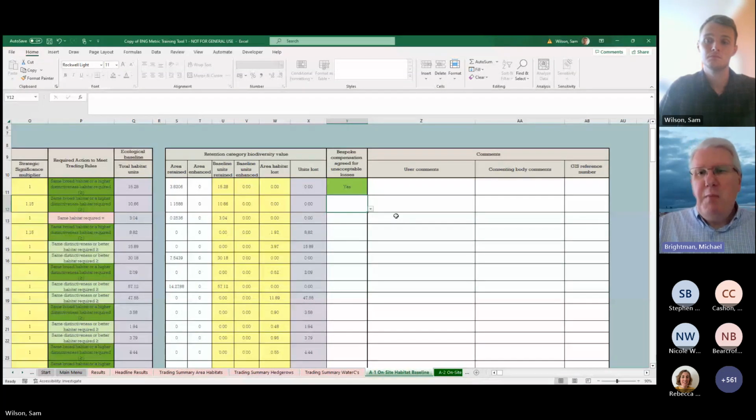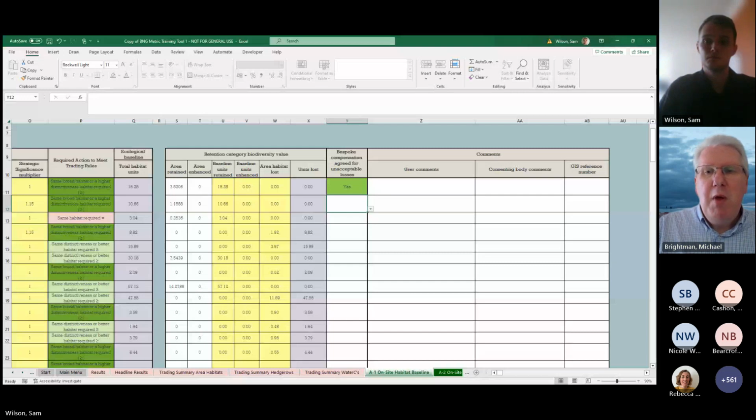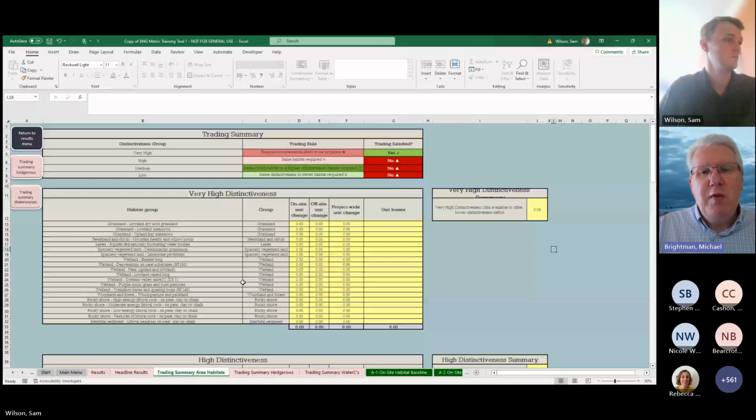So that's our baseline calculation, and from that baseline calculation, we've showed what it looks like in terms of the headline results. But there are a couple of other outputs that we can look at. And first of all, we're going to look at the trading summary. Now, each of the habitat types has got a separate trading summary, but on this baseline, there's no hedgerow or watercourse, so those will just have zeros against them, as you see here.